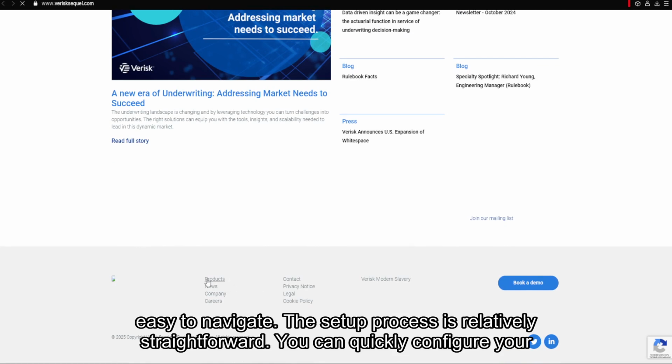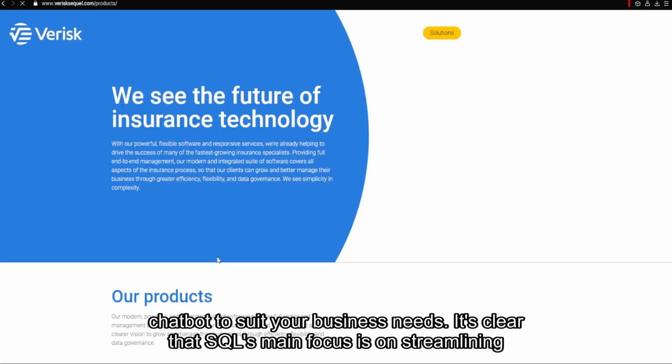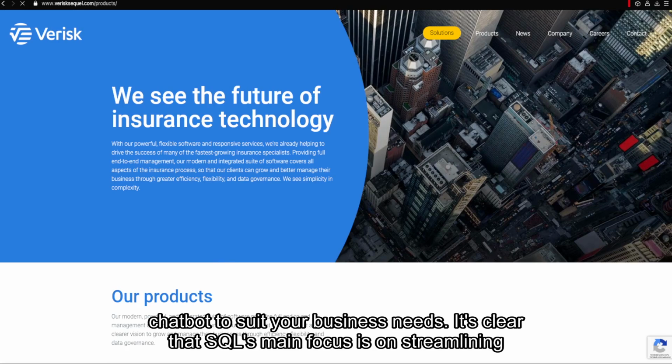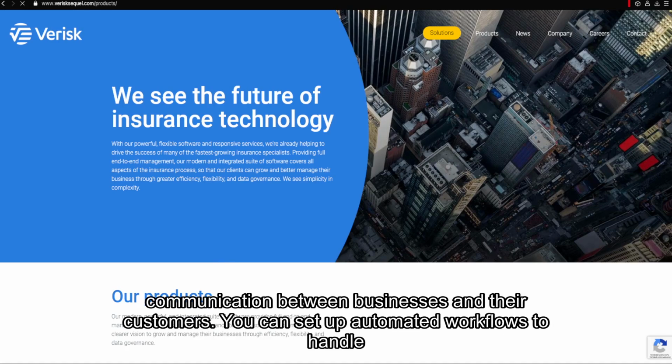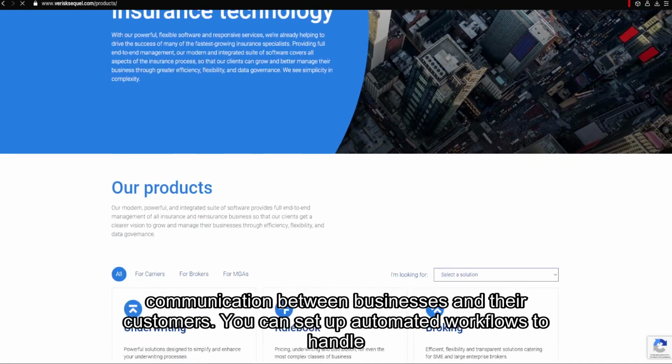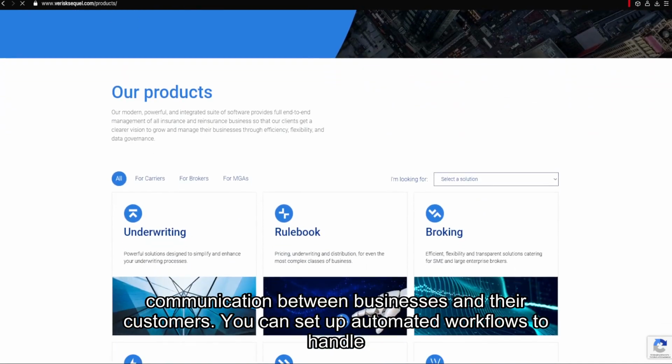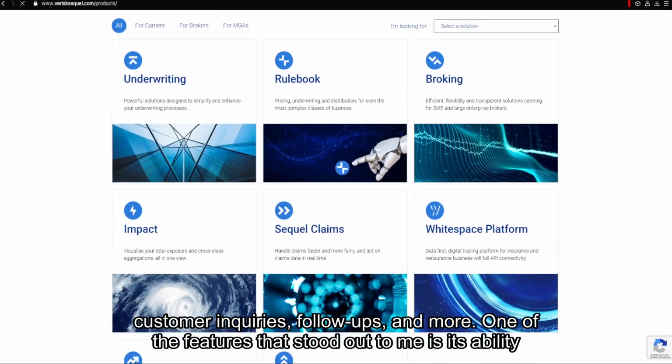The setup process is relatively straightforward. You can quickly configure your chatbot to suit your business needs. It's clear that SQL's main focus is on streamlining communication between businesses and their customers. You can set up automated workflows to handle customer inquiries, follow-ups, and more.